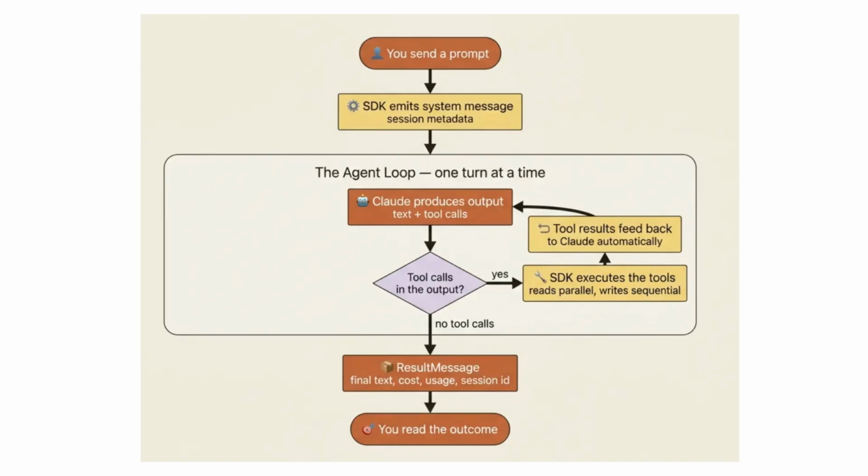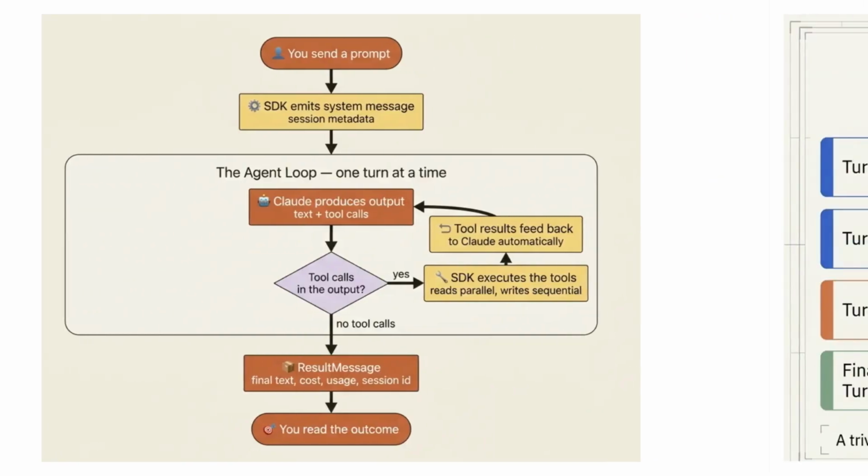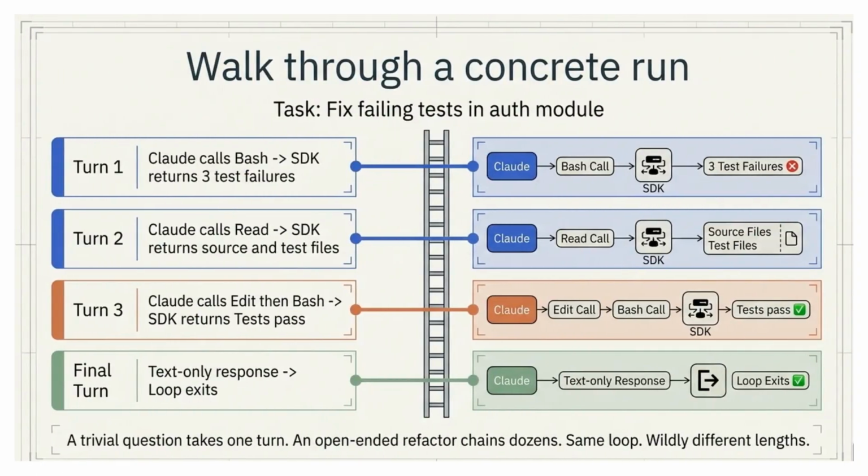Walk through a concrete run. You give the agent the prompt, "fix the failing tests in the auth module." The SDK sends your prompt to Claude and emits a system message with the session metadata. Then the loop begins. The agent loop inspects the results and returns them back to the LLM. This could happen several times before it finally gets results to show you.